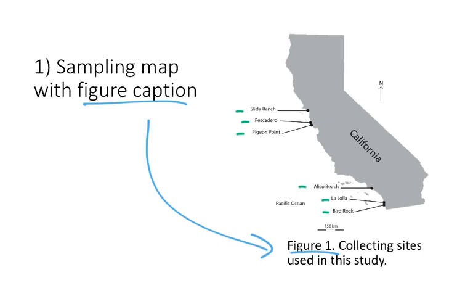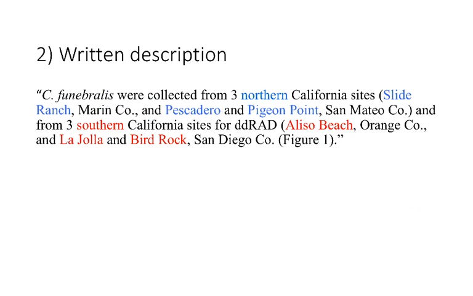Also to note, depending on your project, it might be that you just have one site where your samples were collected from, and that's fine. This is going to look a little bit different for the different group projects, but just make a sampling map with figure caption that's appropriate for your group's particular study.